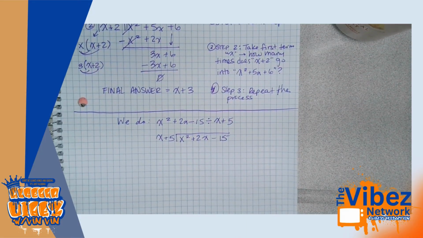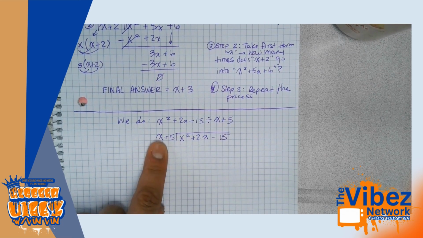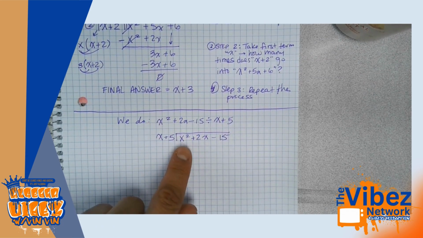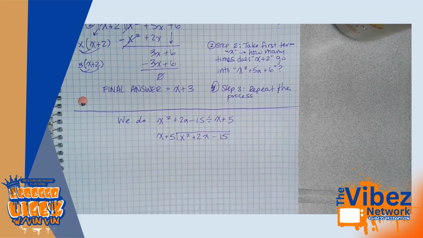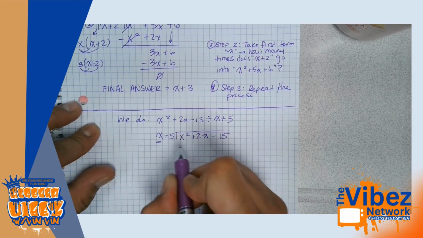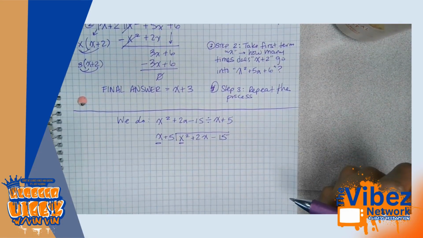All right, we're back. So if you set it up like this, then you're already on the right track. We have our x plus 5 on the outside as our divisor, and then our trinomial inside of our division bar. So the next thing that we're going to do, we're going to take this variable and ask ourselves how many times 1 goes into 1.